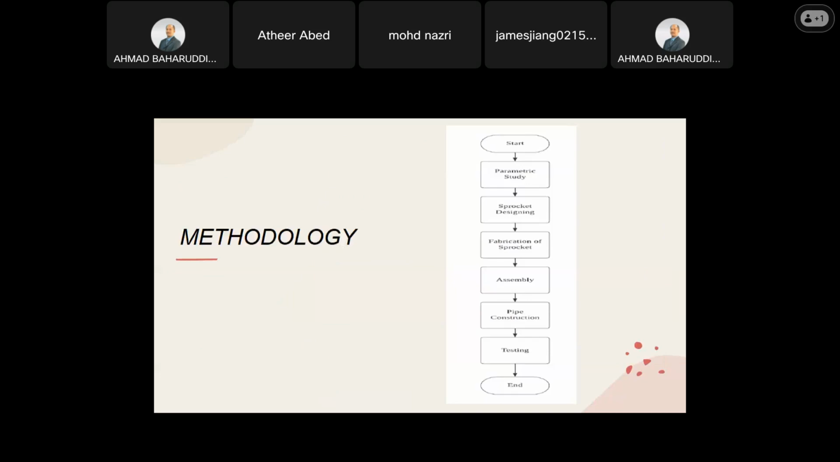So the methodology of this project is, I'm going to start with some parametric studies on the designing and optimization of the parameters, to get some of the best parameters for me to have a head start. And then I'm going to do sprocket designing to synchronize the axis module and my welding machine. And then fabrication of the sprocket, moving to assembly and synchronization, pipe construction, and the end of this, testing.